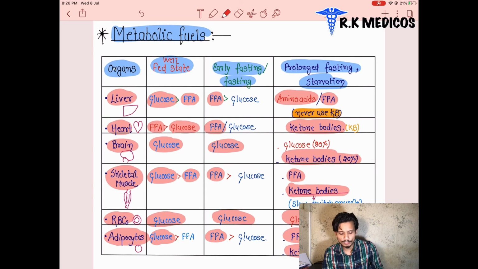The most important questions are from the brain, heart, liver and the RBCs. You have to memorize all of these charts. It's most important for you to memorize them, because you must know which organ is utilizing what type of energy in which state of our body: in the well-fed state, in the fasting state, in the prolonged fasting or starvation condition. So we have to memorize it.